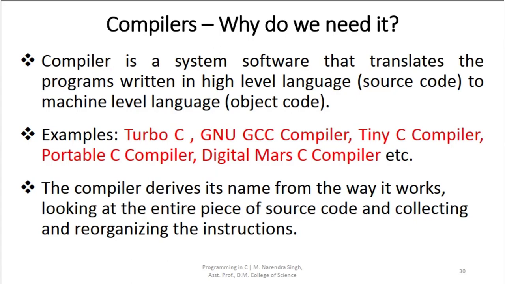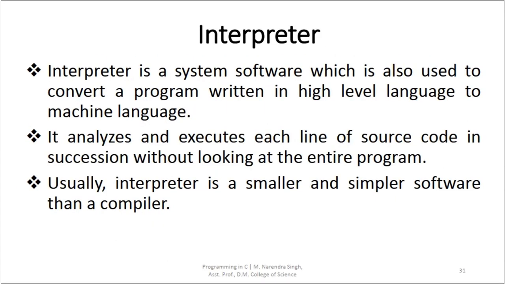Compiler looks at the entire piece of source code in our high-level language, collects it, reorganizes the instructions, and later on translates it. That's why it is called a compiler. Next is interpreter. Interpreter is also a similar software. It is used to translate a program written in a high-level language to a machine language.